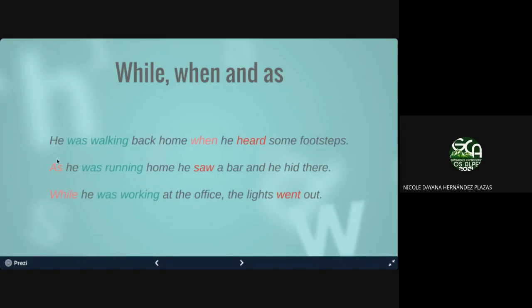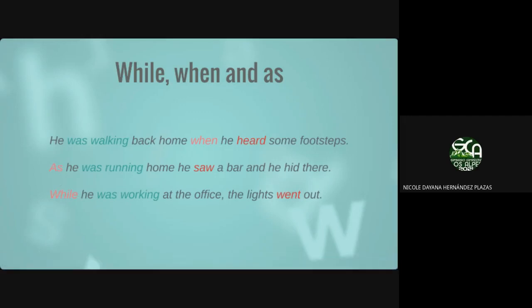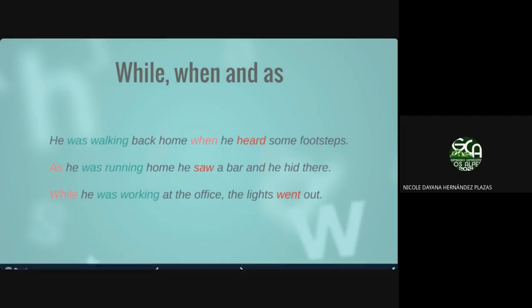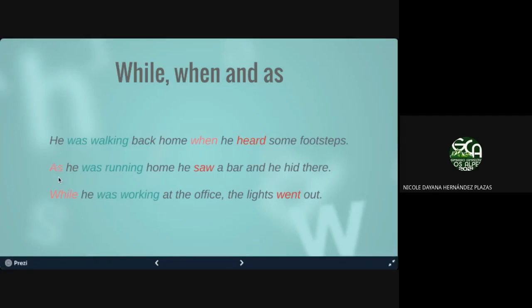We have this. As. As is to say also mientras. But it is going to be every single time at the beginning of the sentence. Este as va a ser mientras, pero lo vas a tener usualmente al principio de la oración. Entonces, miren esto. As he was running home, he saw a bar and he hid there.